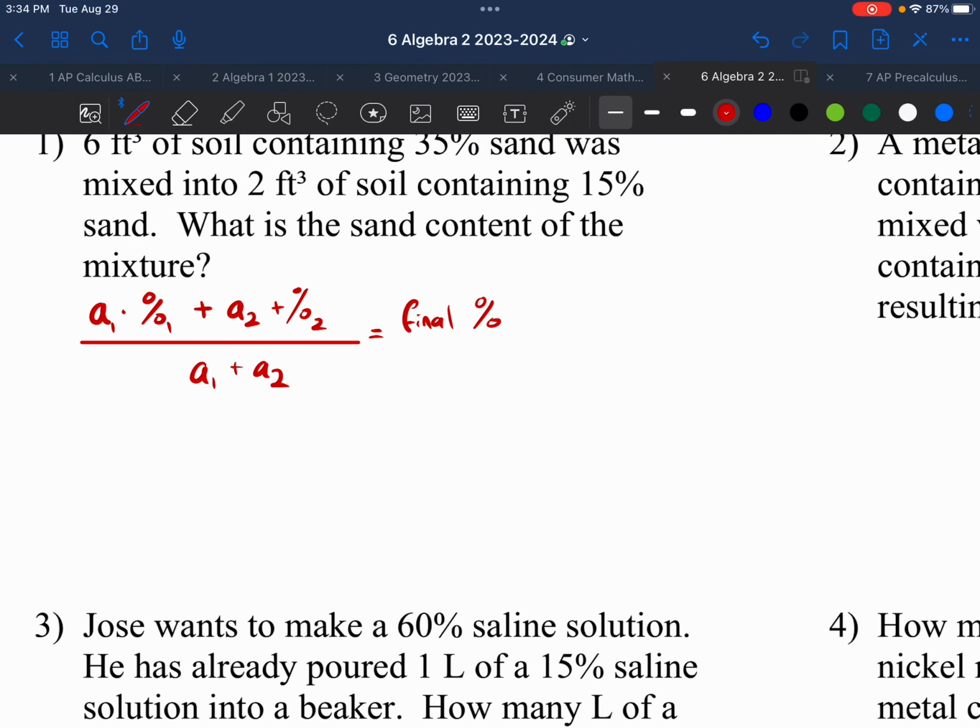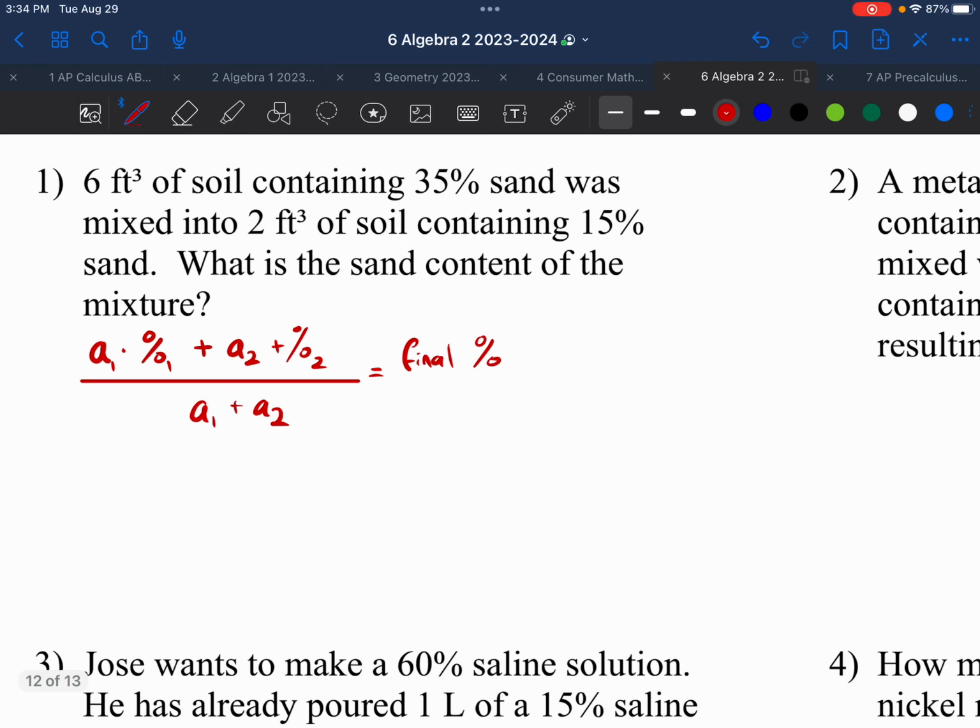What do we have? The first amount is 6, for 6 feet cubed, and that's going to be multiplied by its percent, which is 0.35. And then I'm going to add the second amount, which is 2, and that's going to be multiplied by 0.15 because that's 15%. And this is all going to be divided by the two amounts added, so 6 plus 2, and that's going to be our answer.